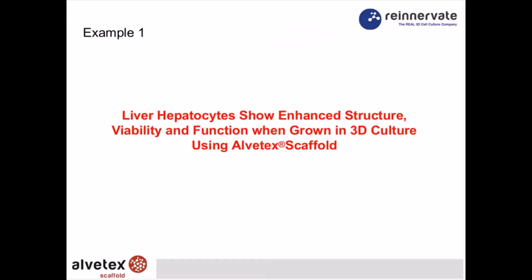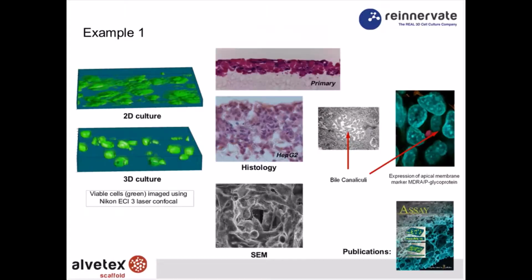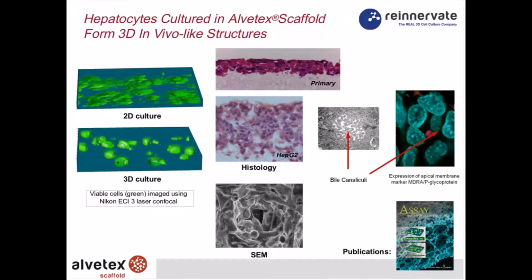Number 1 is focused on liver. First of all, I'll talk about the growth of hepatocytes inside Alvetex alone, and then finish with a coculture situation. In this slide, we see primary hepatocytes, which have been labeled with a fluorescent dye and then imaged by confocal microscopy. We see how the cells are flattened in 2D culture compared to those in 3D, which retain their native cuboidal shape and form. These cells have been seeded purposefully at low seeding densities to enable individual cells to be imaged.